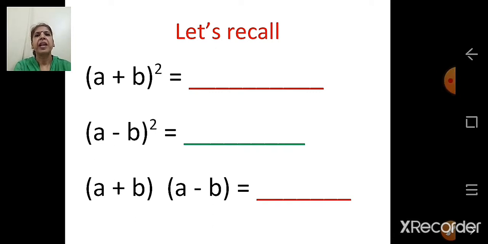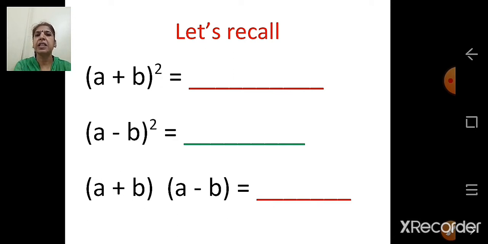Let's recall what we have studied in the previous standard. These are the expansion formulae which we have studied in the previous standard. First one is (a plus b) the whole square. Yes children, you have to write the answer also. You are ready with your study material, right? Always keep your book and your pen ready.